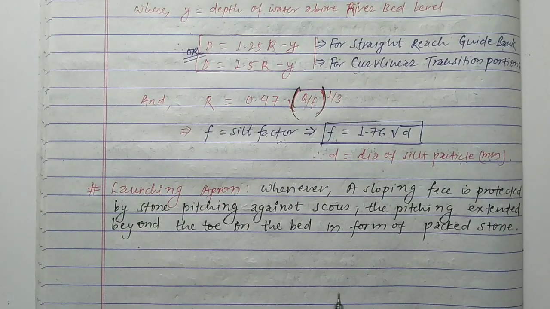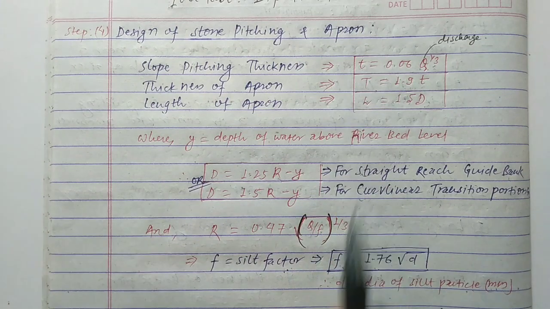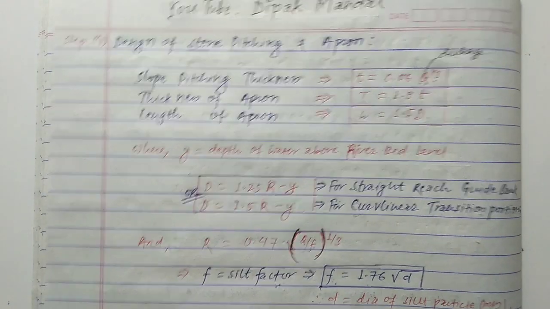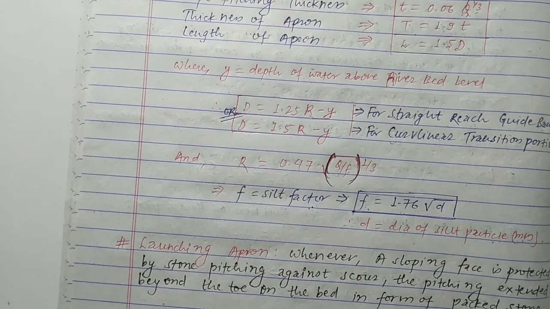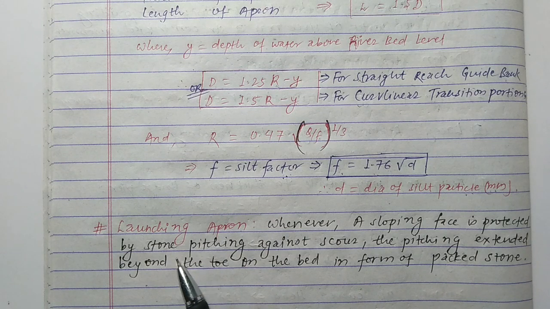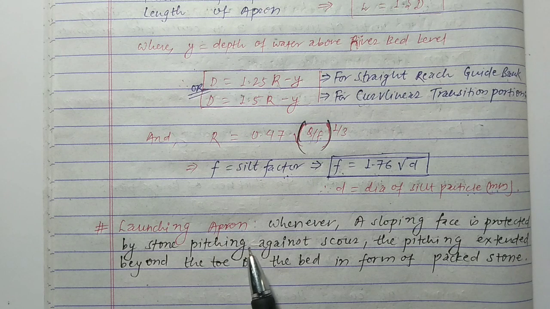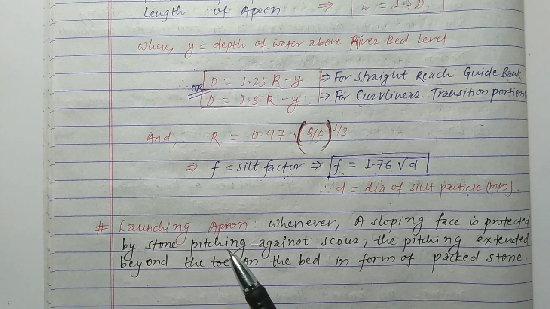Okay, this is all about the designing of stone pitching and launching apron. By using these four design criteria, we can simply design the guide bank. Let's see one different topic here. This is launching apron. In numericals we are given different values of the launching apron, and this is also asked as a short note. What is launching apron?